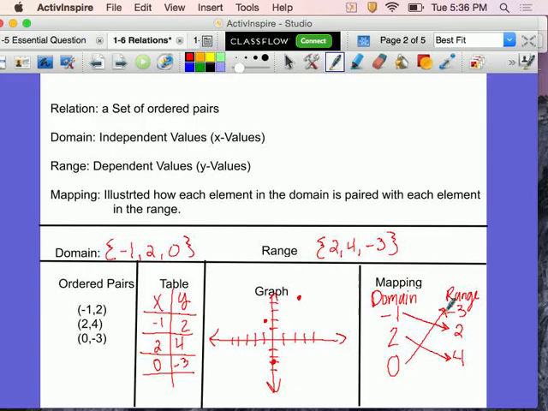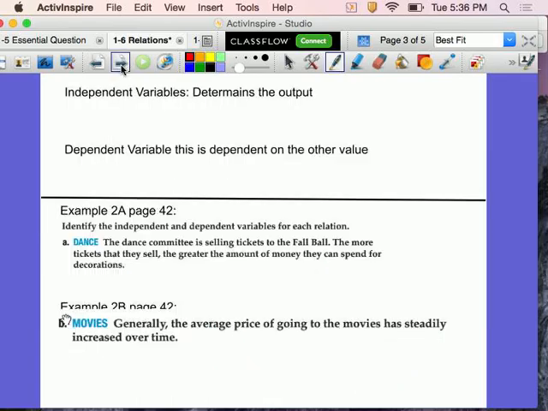And we use the mapping a lot more when we get into functions coming up next, or the next lesson, so it helps us give a picture of everything. And also in the domain and range, forgot to mention this, you don't repeat numbers. So if there are 2 y values that are -3, you don't need to repeat them. So here's a review on independent and dependent variables.